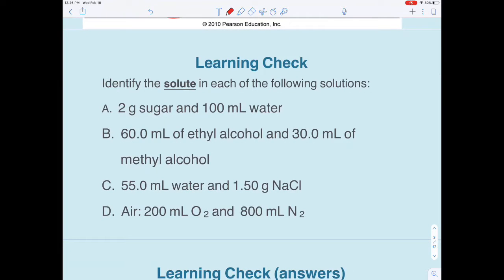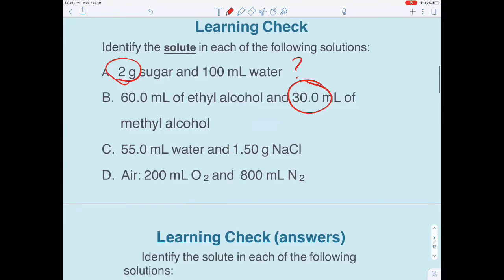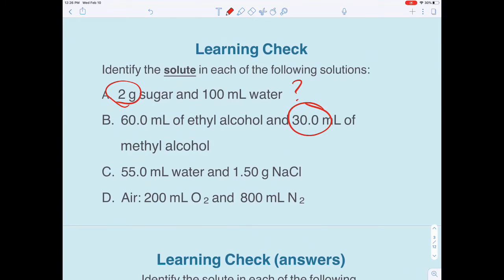Okay, so remember the solute is what we have less of. So just watch the video, pause it, and test yourself. What's the solute in each of the following solutions? So here we have less sugar being dissolved in water. In this second, we have two alcohols. The lesser amount is going to be your solute. In letter C, we have salt being dissolved in water. So this salt will be the solute.